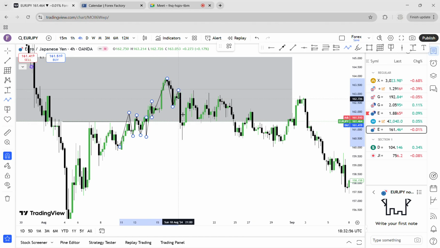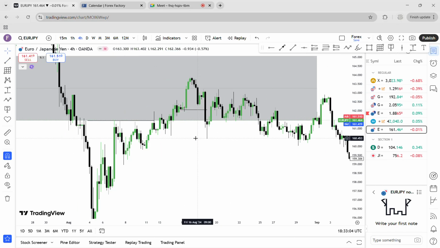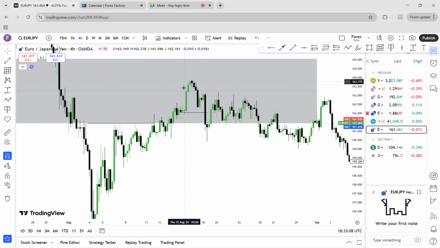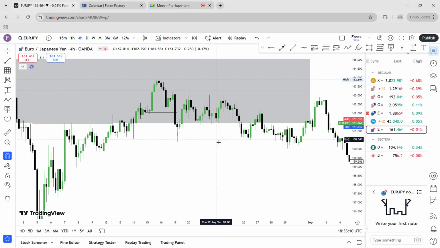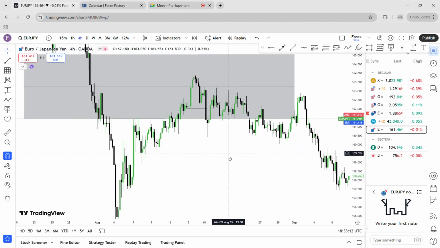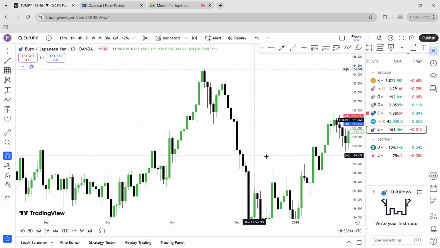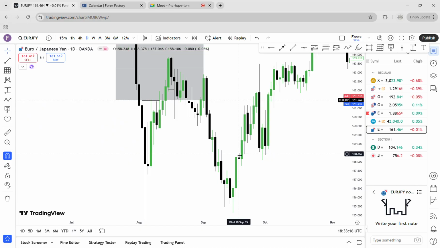What do you see? Now price turns around. This was the last area, the last low, and price broke below it. So this now is the confirmation for you that okay, price wants to start going down. If you look at the daily, let me see the daily right here.